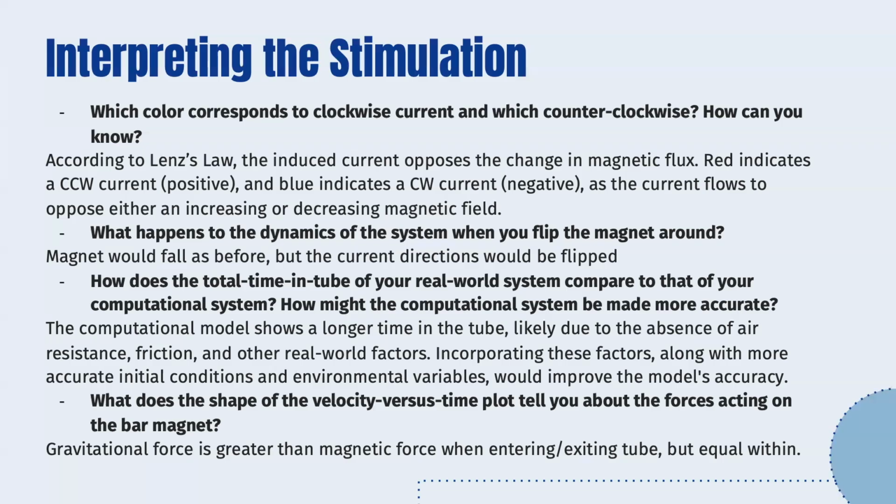The computational model shows a longer time in the tube, and this could be due to the absence of air resistance, friction, or other real-world factors. Incorporating these factors, along with more accurate initial conditions and environmental variables, would certainly improve the model's accuracy. What does the shape of the velocity versus time plot tell you about the forces acting on the bar magnet? We see that gravitational force is greater than magnetic force when entering and exiting the tube, but equal within.